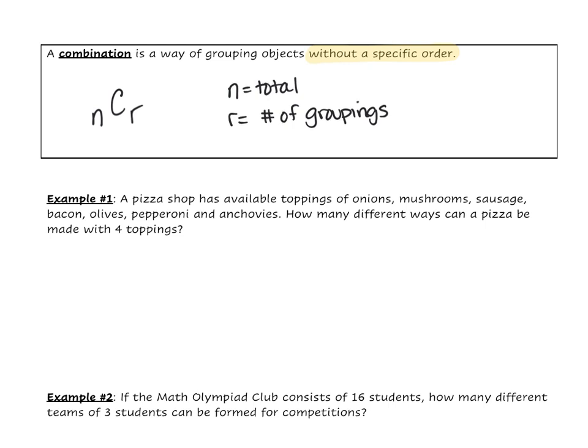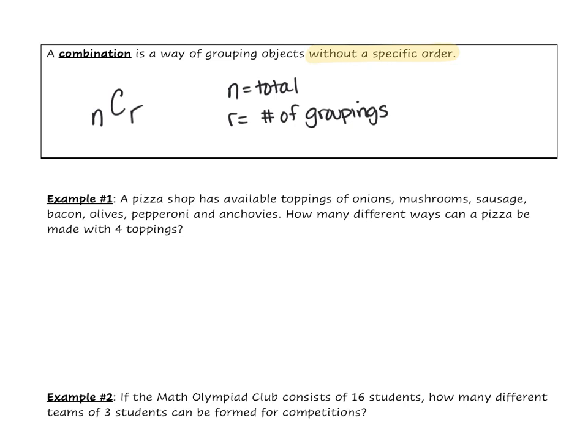So let's read this and see how it's a little different. It says, a pizza shop has available toppings: onion, mushroom, sausage, bacon, olives, pepperoni, and anchovies. How many different ways can pizza be made with 4 toppings? Well, this is clear. The order doesn't matter. They're not saying specifically on a half of the pie or a third of the pie. They're just saying how many different ways can it be made with the 4 toppings. We throw all the toppings on the top and we don't care what order they're in.